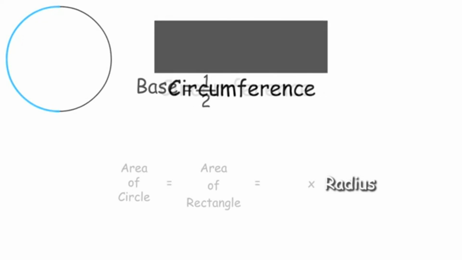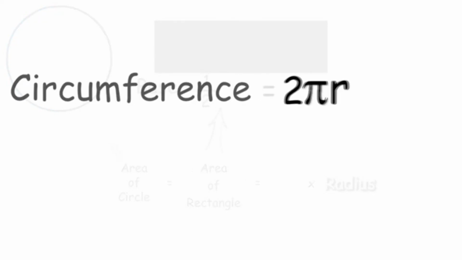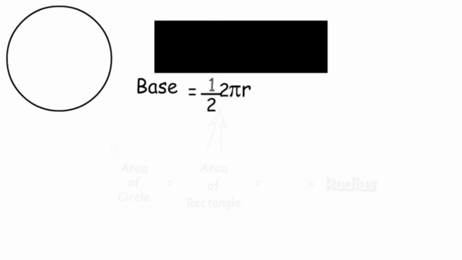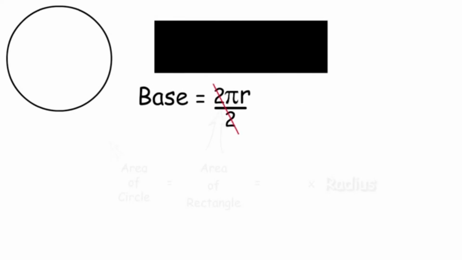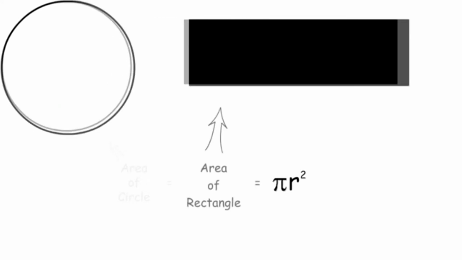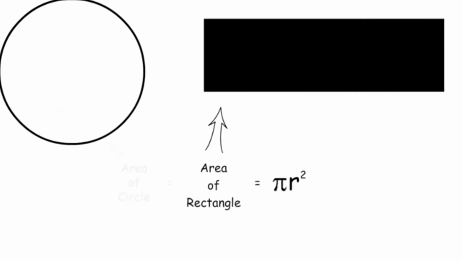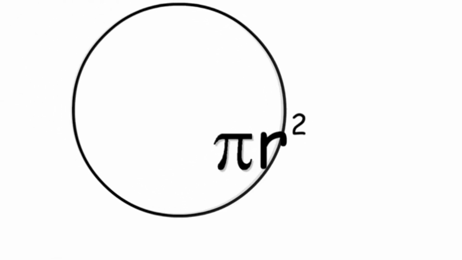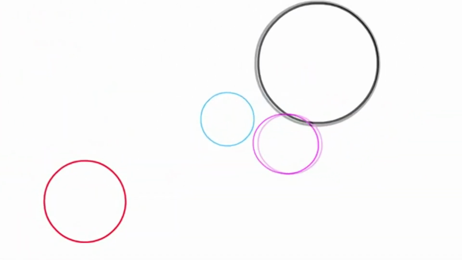Remember that the circumference is equal to 2 pi r. When we combine it with 1/2, the 2's cancel out, and base is equal to pi r. So now base times height becomes pi r times r. Combine the r's together and we have pi r squared, which is equal to the area of the rectangle, which is equal to the area of the circle. So pi r squared can be used to calculate the area of any size circle that exists.